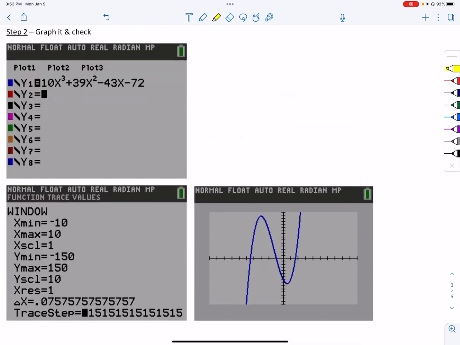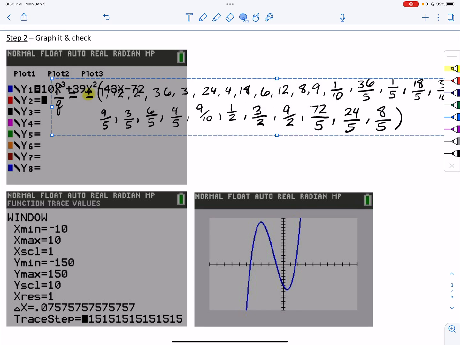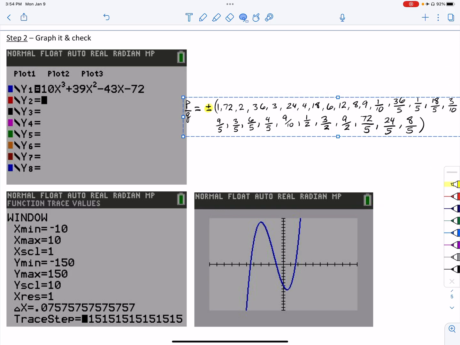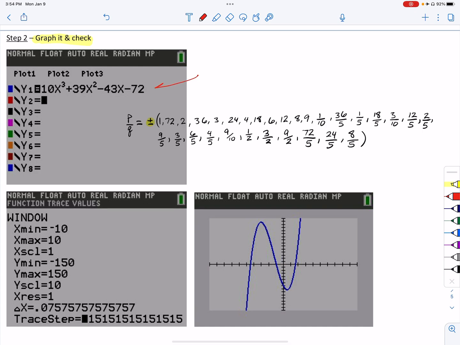Okay, let's take a look now at step 2, and this is going to be where we graph and check. And let me see if I can get this to fit. There we go. All right. Yeah, that is large. Okay, big list. And so what we're going to do to graph and check is first enter it into the graphing calculator. Now be careful to do that correctly, get all your signs right.